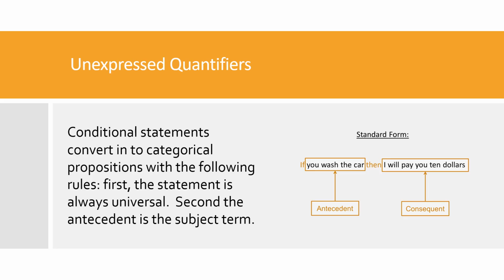If we look at the example we saw from the last module, or a couple modules back, the claim, if you wash the car, then I'll pay you $10. The portion of this that sits between the if and the then, you wash the car, is my antecedent, and the part that comes after the then, I will pay you $10, is the consequent. Now notice what the rule says is the antecedent of the conditional statement has to be converted into a subject term. So that follows your quantifier.